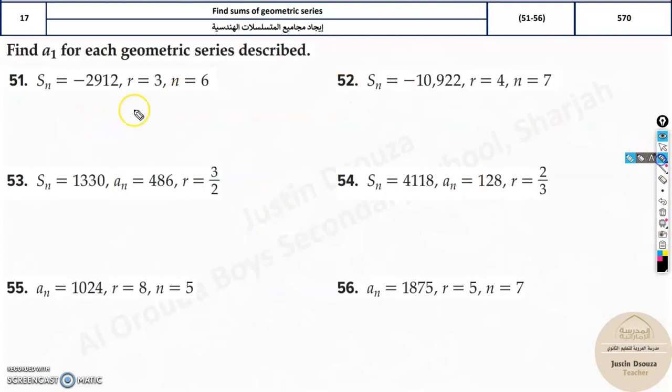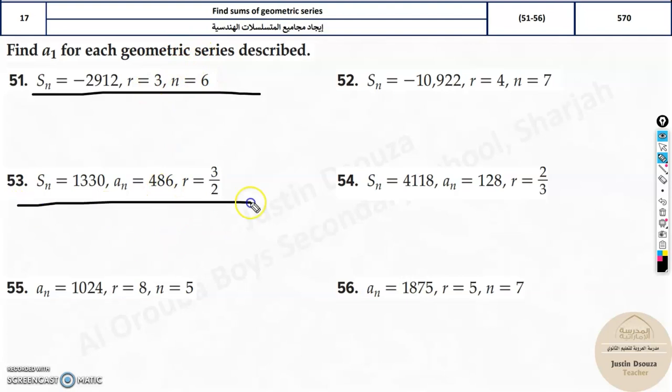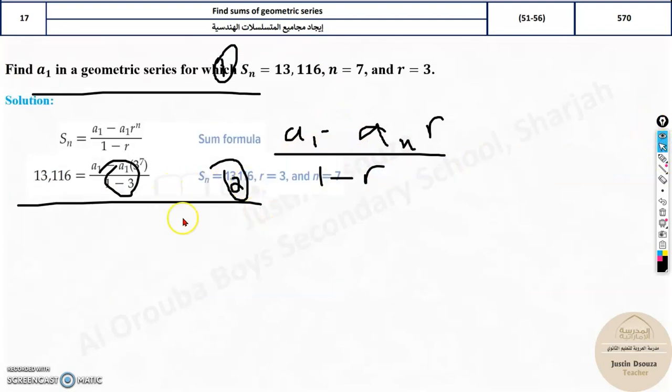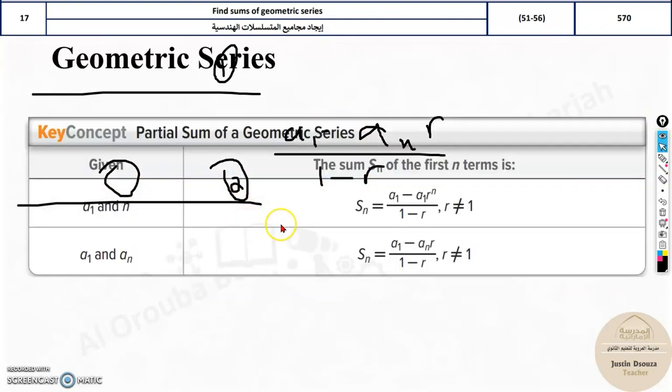Now, here you can see there's a difference. Here, they have given r and n. Here, an is given. Here you need to use the first formula. Here you need to use the second formula. In the second formula, it is a1 minus an r, and I'm talking about the numerator, over 1 minus r. It's this one. Second is an. See, an is required. So remember this.